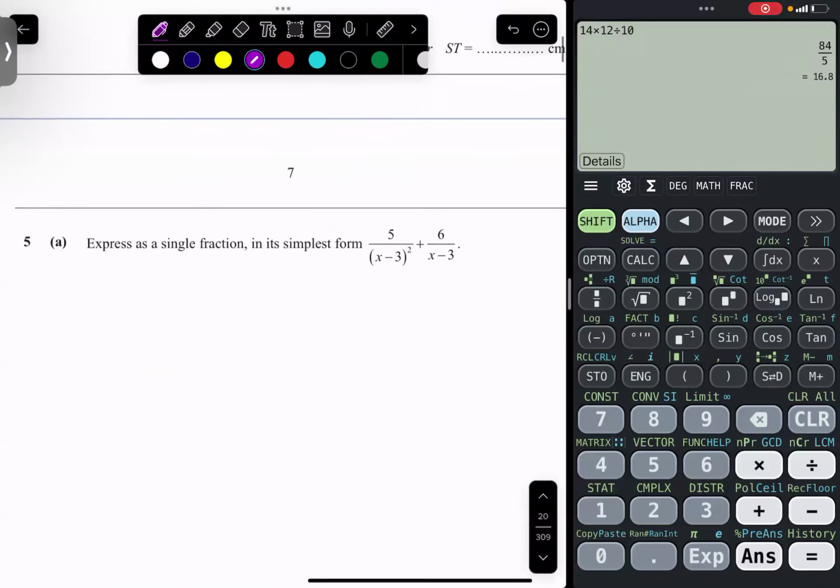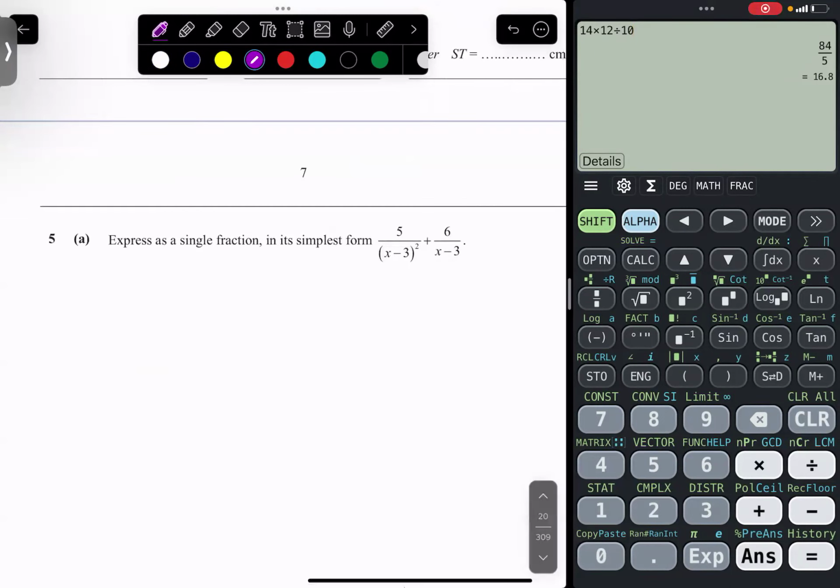Okay, question 5. Express as a fraction in the simplest form. X minus 3, X minus 3 squared, X minus 3. Now, if you want to put it as a single fraction, and this is plus, okay, primary school logic tells us about the thing that we learn about fractions in primary school. If you want to add or subtract fractions, you need to make the denominator the same.